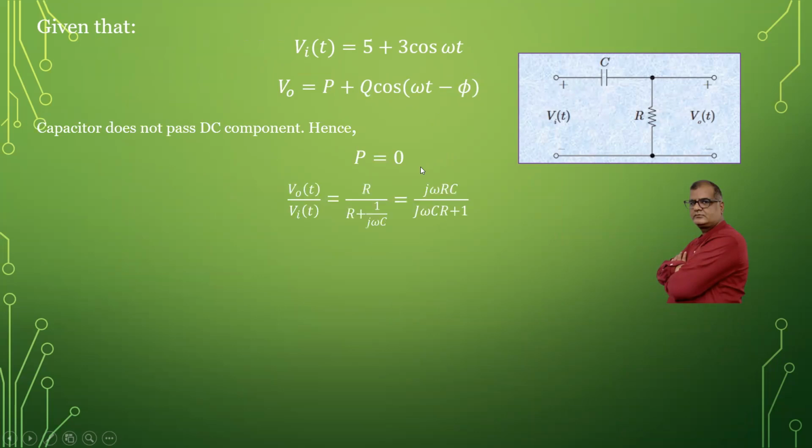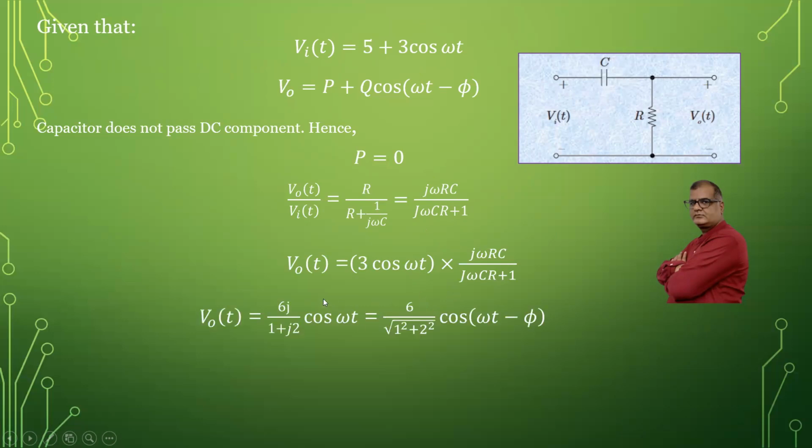So the DC part P is 0, so I'm applying the voltage divider rule to find V naught. Okay, so the impedance of the capacitor is 1 by j omega C. By solving this, I can get this one. And omega RC value is given as 2 in the question. We can put that value, and the input value also we can put 3 cos omega t. So this will give us the value 6j plus 2j cos omega t, and the magnitude of this will be 6 upon root 5. Of course, there will be a phase change.